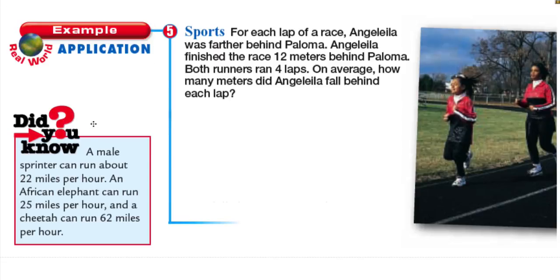Thank you for watching. Oh, by the way, this is an interesting did you know tidbit. A male sprinter can run 22 miles an hour. An African elephant is actually faster than a male sprinter, and a cheetah, of course, is the fastest of all land animals. Thank you for watching.